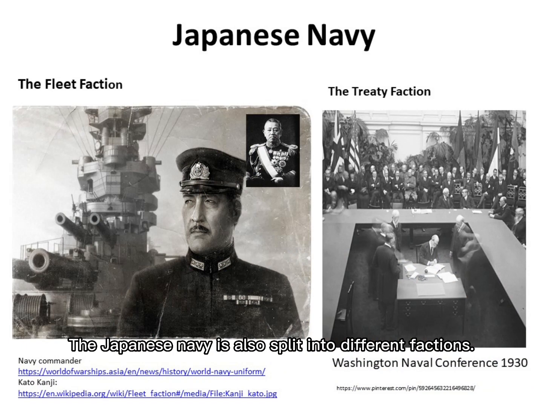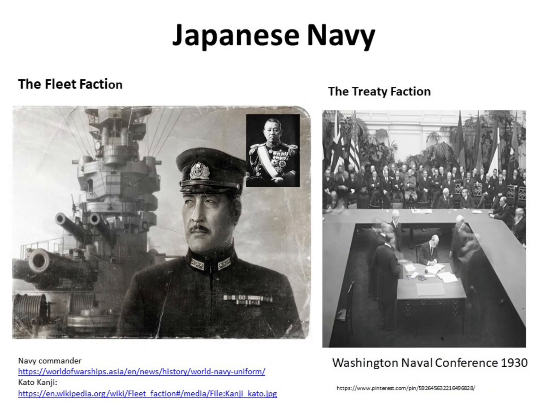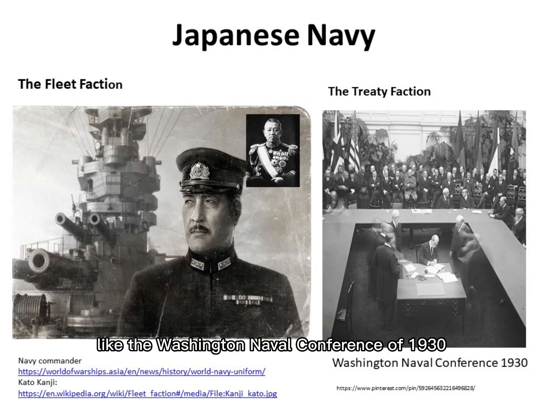The Japanese Navy is also split into different factions. One seeks to actually expand their fleet and create a first-class modern fleet that can rival USA and Japan, and that's called the Fleet faction. The other faction is the Treaty faction. They believe that it's important to conclude treaties with the West, like the Washington Naval Conference of 1930, and to make agreements to ensure global stability and peace. The treaty faction believe that a good way to ensure that the Navy is still allowed to maintain its control of the Pacific is through treaties. So these two groups or factions again clash.